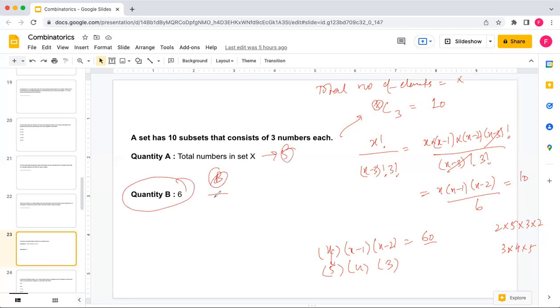Got the point? This is just another way of asking. In the other question, we are just choosing and getting the answer. In this question, we already provided the answer, and we have to find the total number of elements in the set. Everyone got this?